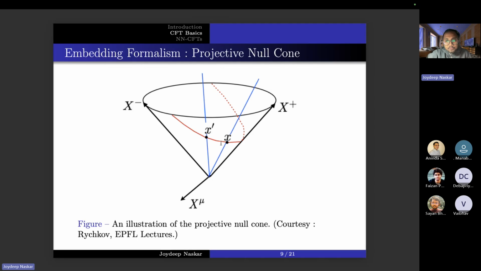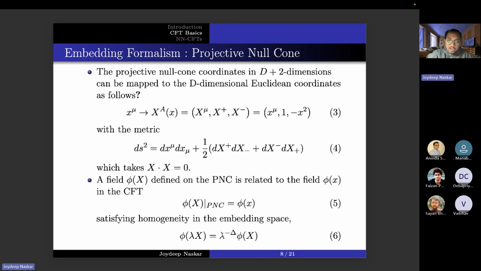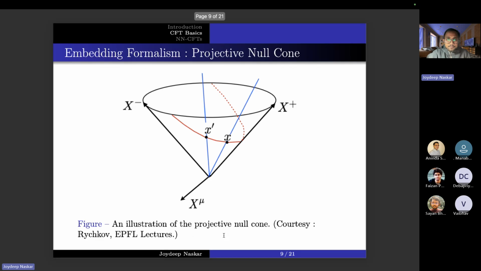So we are taking one slice of this null cone. If you move away from here, you get a different lambda, and accordingly you will have to shift your field. For our purposes, we're just going to sit on that one slice and do everything. Coming to the other slice gives you the same theory, just a rescaled version. Okay.